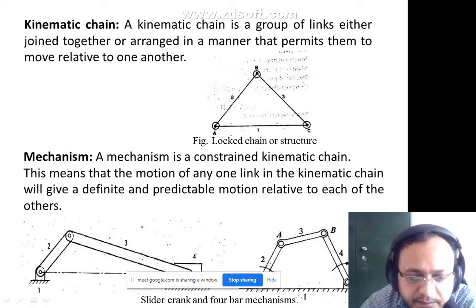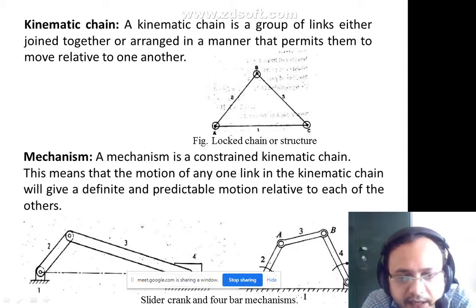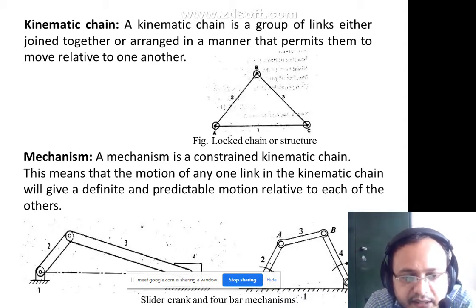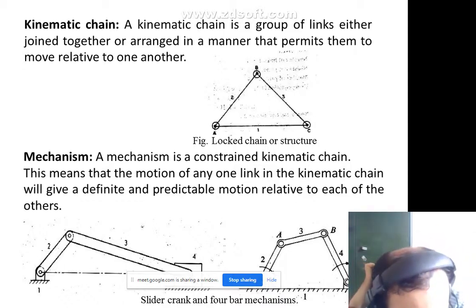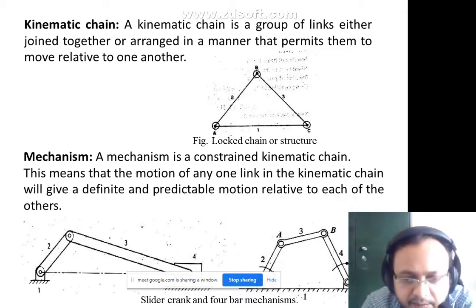Whereas in a mechanism, what happens? A mechanism is a constrained kinematic chain, which means that the motion of any one link in the kinematic chain will give a definite and predictable motion relative to each other. So you can see there are two examples of mechanism: one is the slider crank mechanism and another is the 4-bar mechanism.